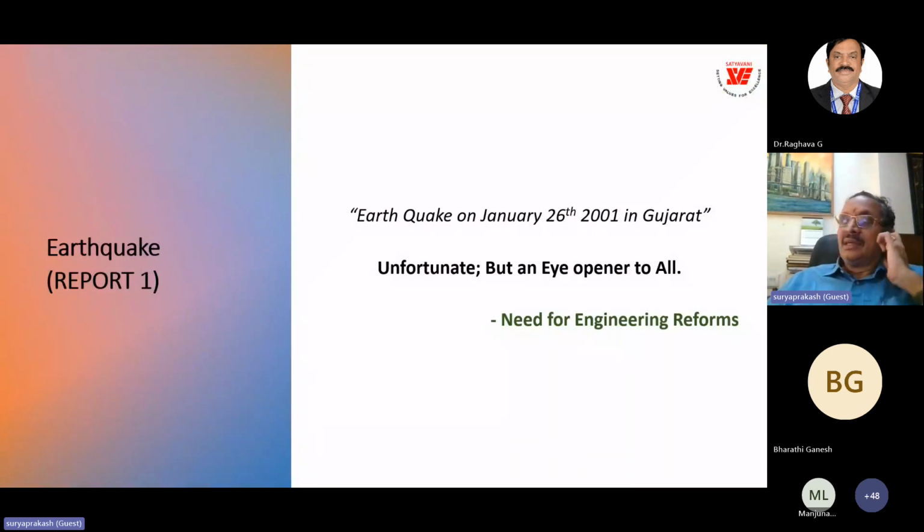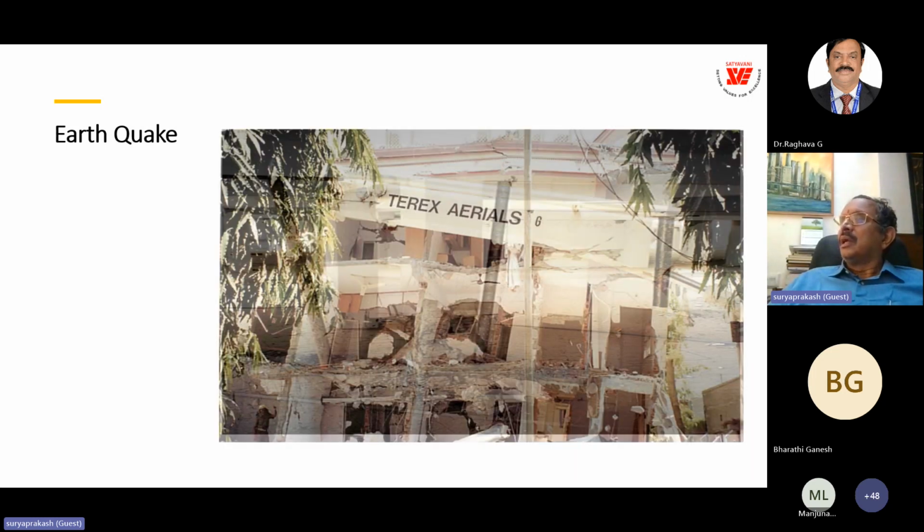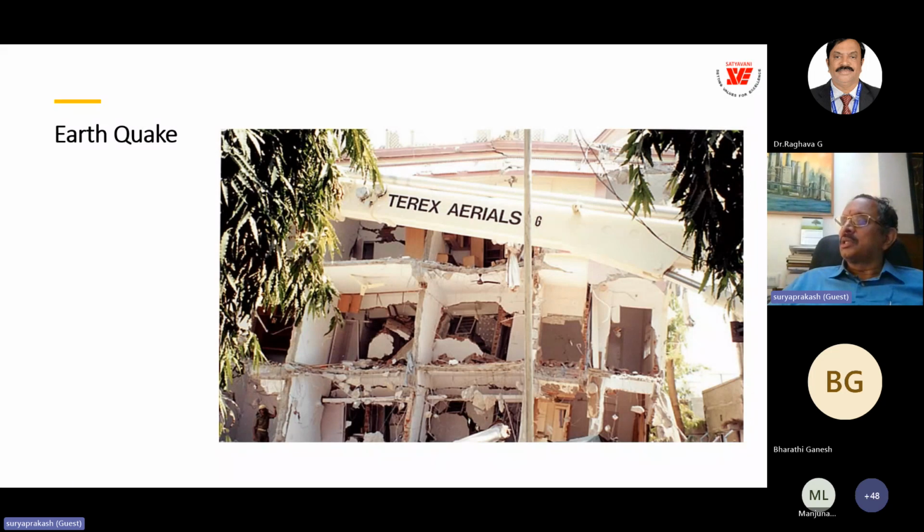Next is the case study of the Gujarat earthquake, where I had first-hand experience. Post-earthquake, probably I am one of the few handful of engineers who were in Gujarat after the earthquake. And I spent a week there studying in detail the failures of the buildings, because this is the first urban earthquake in India, causing huge damage to the urban structures.